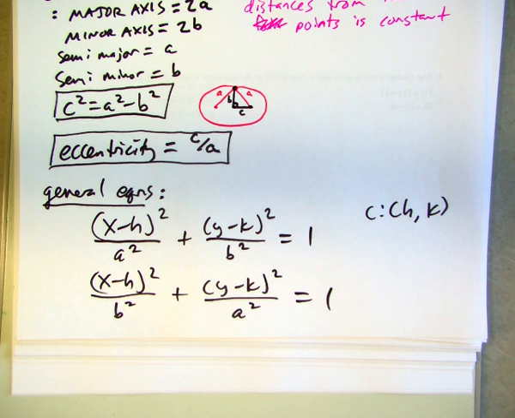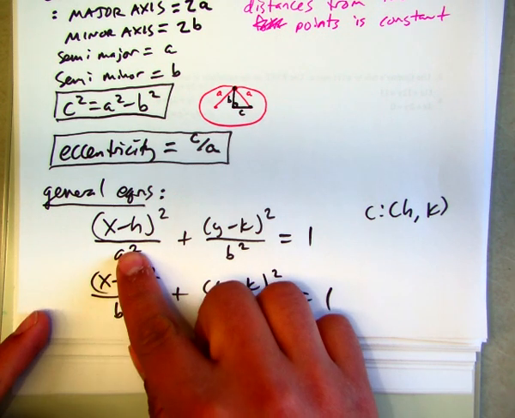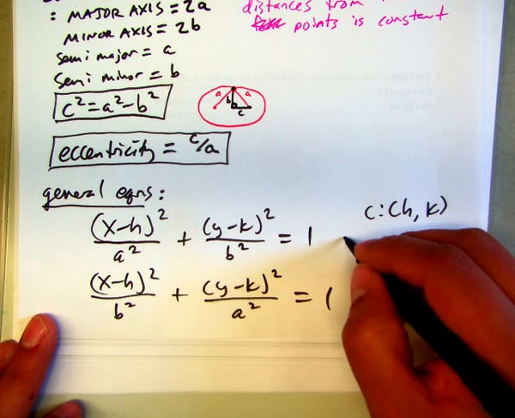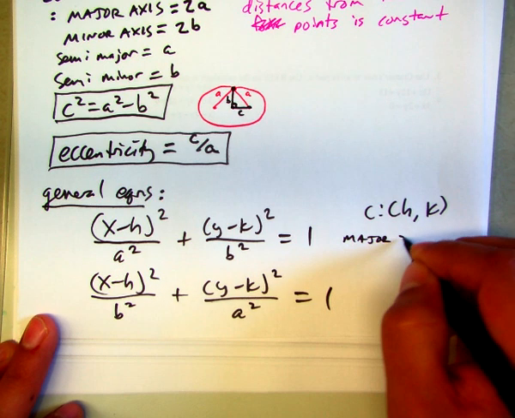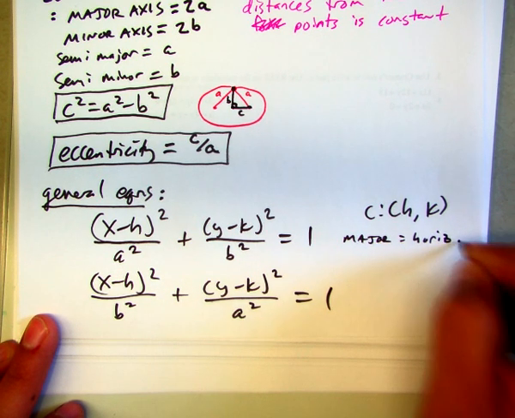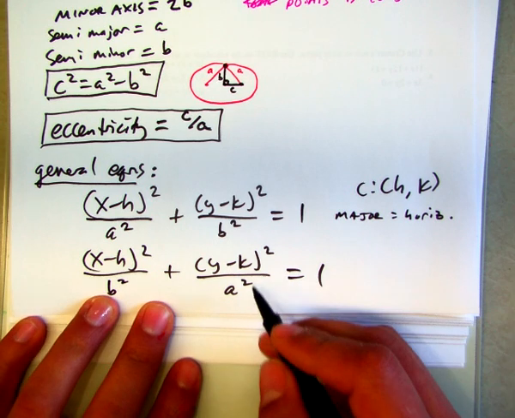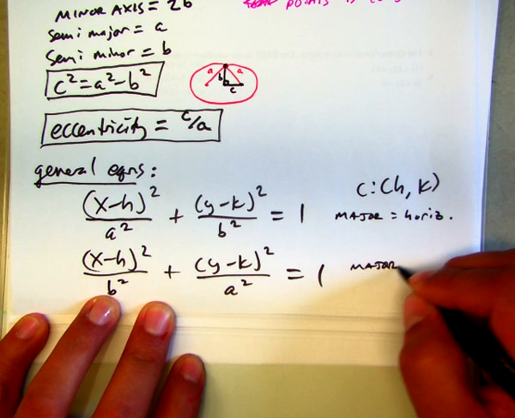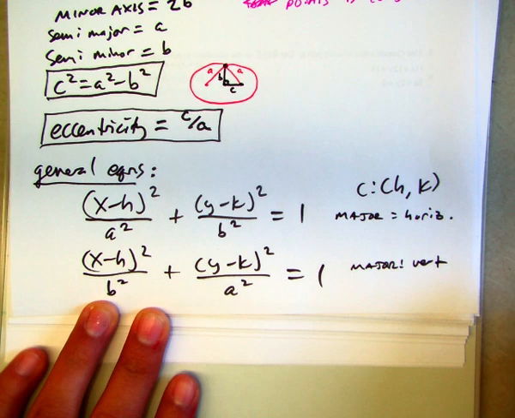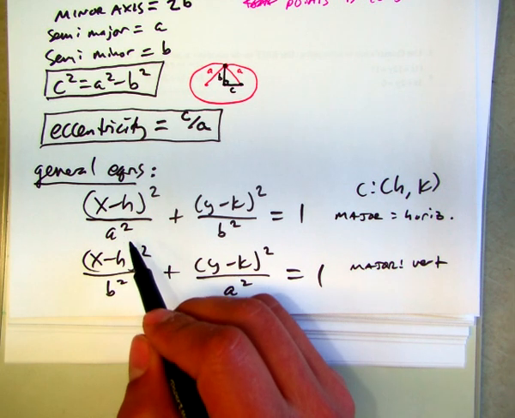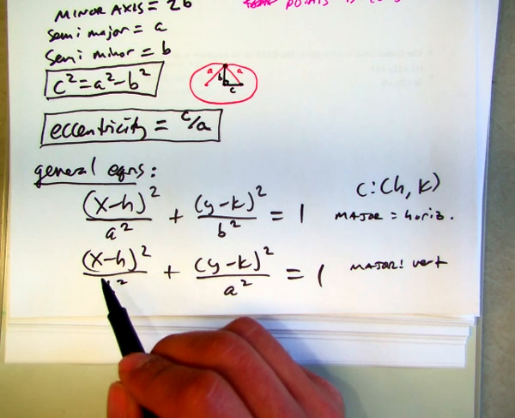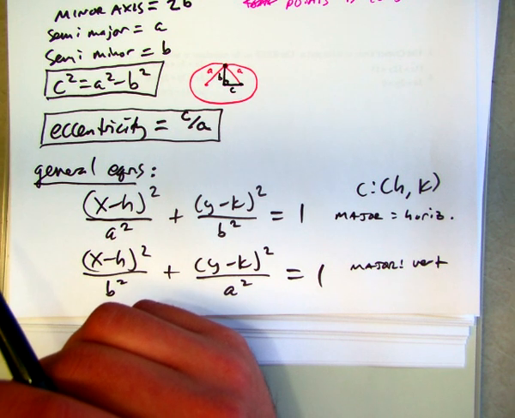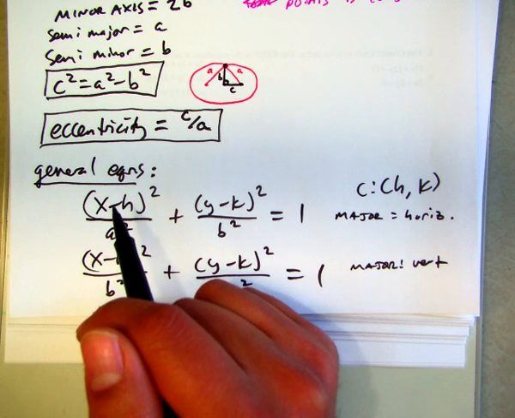If we have the bigger number here, well, that's what a is, right? This tells us that the major axis is horizontal. Here the bigger number is underneath the y variable. So in this case, we have the major axis as vertical. Whichever variable it's under, that's the direction of the major axis. I'm looking at the whole thing.